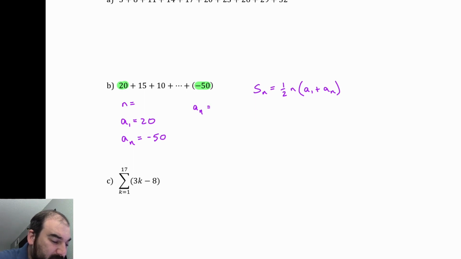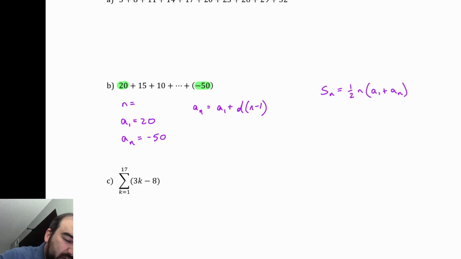a sub n, if you remember, for an arithmetic series, is a1 plus d times n minus 1. Right, that's our formula for finding the nth term of an arithmetic series. And here we can plug in things into this to figure out what n is, how many terms there are, or what number term this -50 is.